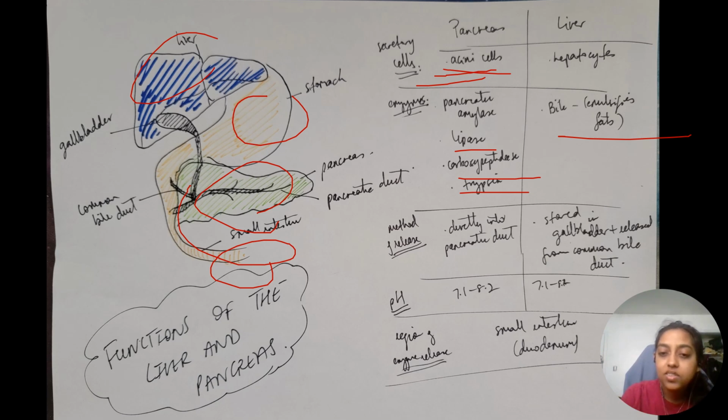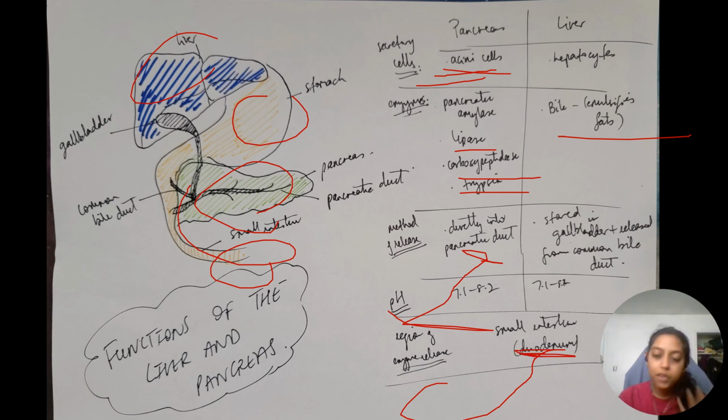And the pancreas releases through the pancreatic ducts here into the small intestine, duodenum, and the liver releases into the gallbladder, which is stored and then released through the common bile duct. And you can see here that this is the common bile duct, and you have the pancreatic duct, which release basically in the same area. And they both have a pH of around 7 to 8 due to the bicarbonate ions.